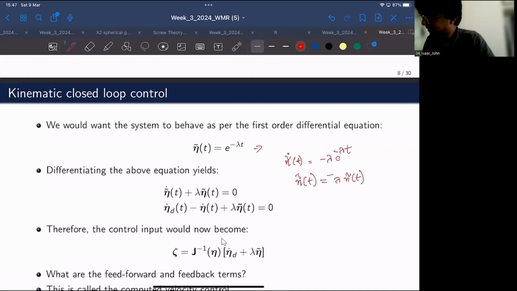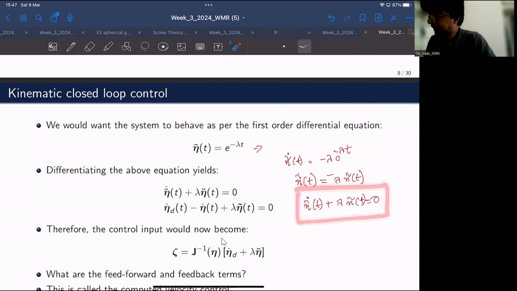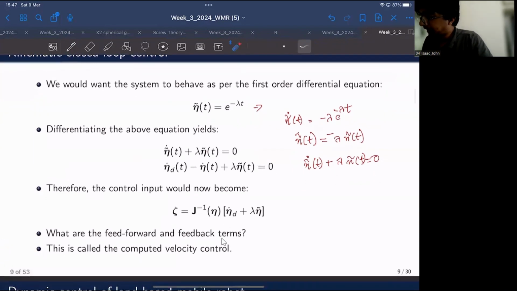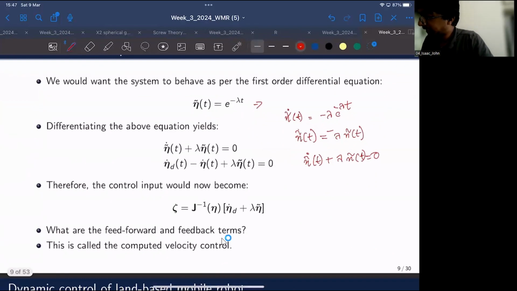This will be equal to minus. So if I bring everything to the other side, eta tilde dot of t plus lambda eta tilde of t will be zero. So this is nothing but a first order system. And it is guaranteed that as time tends to infinity, eta tilde tends to zero. And we also know eta tilde is nothing but eta desired minus eta.